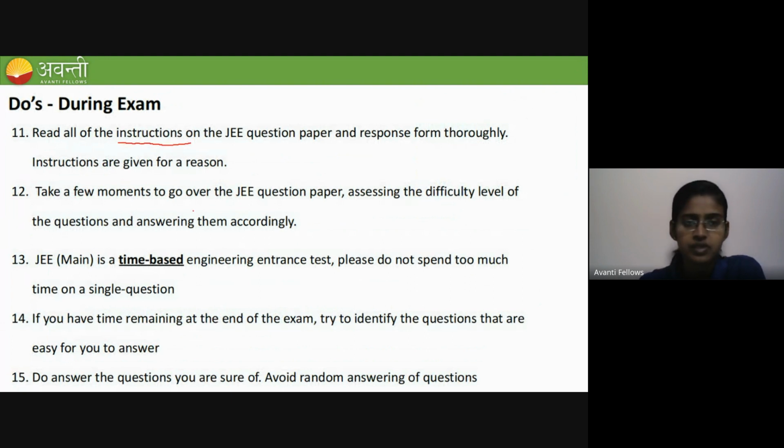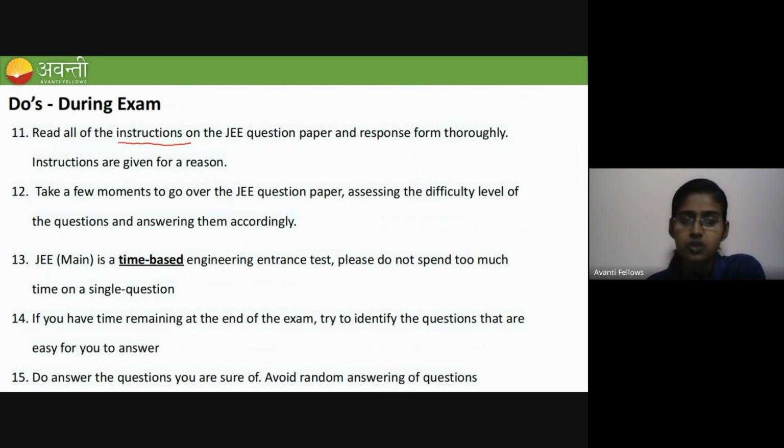It is a time-based engineering entrance test, right? So don't spend too much time on a single question. Don't sit with a single question for 10 to 15 minutes. If you're not getting it, go for the next question. So time is very, very important. Even if you have studied for hours and hours, if you don't manage the time in the examination hall, it is a waste. It will go in vain.